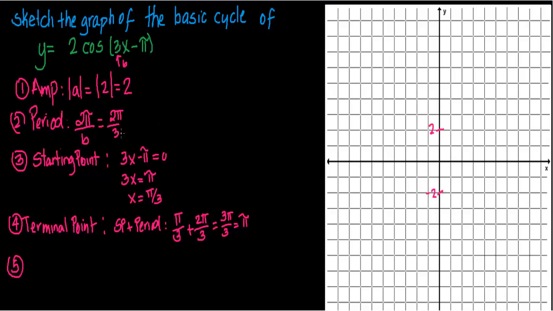My starting point is at pi thirds. I'm going to draw pi thirds here, skipping 1. So let's say this is pi thirds. If I skip again, this would be 2 pi thirds, and if I skip again, this would be 3 pi thirds, and 3 pi thirds is pi. So this is where I start my cycle, and this is where it ends at pi.